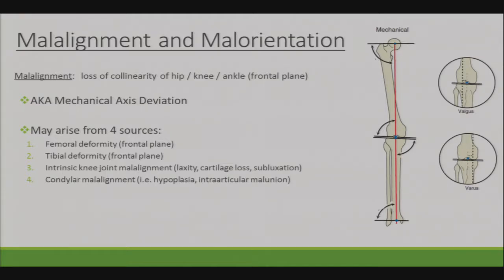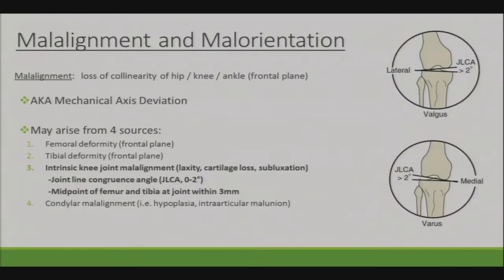So malalignment and malorientation, it's important to understand the differences and what these terms mean. Malalignment is simply mechanical axis deviation, or loss of the collinearity of the ankle, knee, and hip in the frontal plane. There are really 4 sources this can come from: the femur, the tibia, or essentially variations in the knee joint. I think the femur and tibia are pretty self-explanatory. Intrinsic knee joint malalignment can be from arthritis, subluxation of the knee joint, or ligamentous laxity. This is measured by what's called the joint line congruence angle. The joint lines of the femur and the tibia relative to each other should be within 2 degrees of parallel.